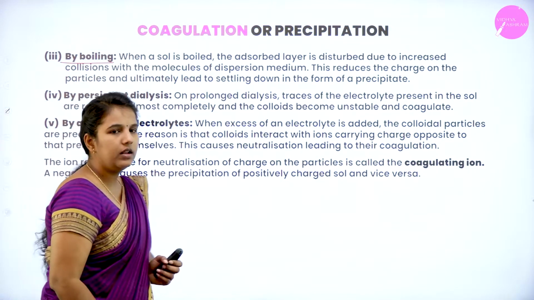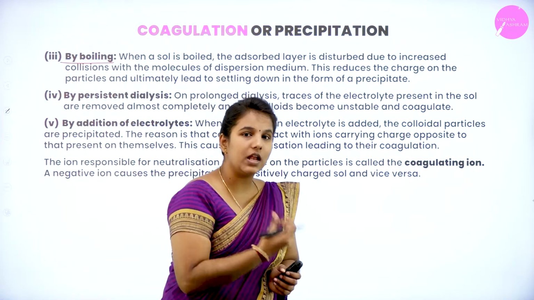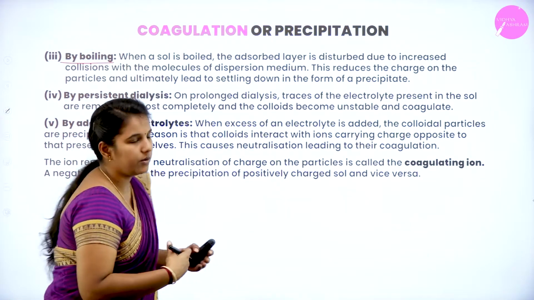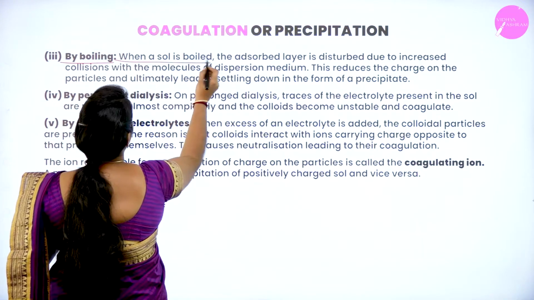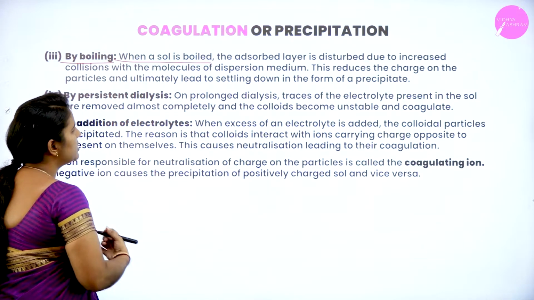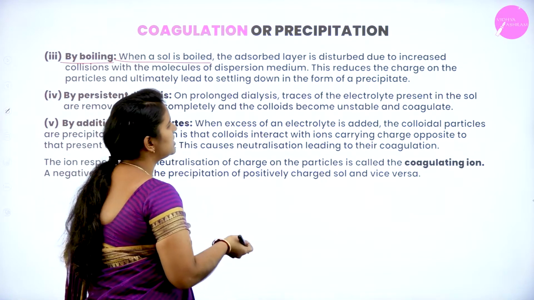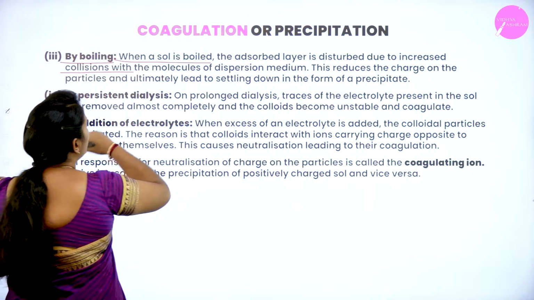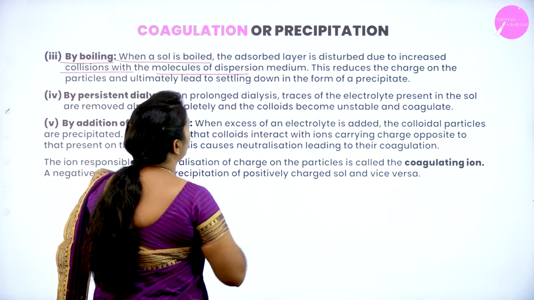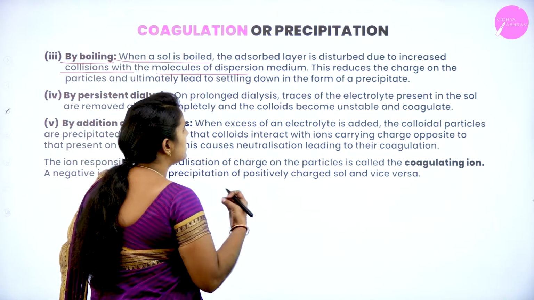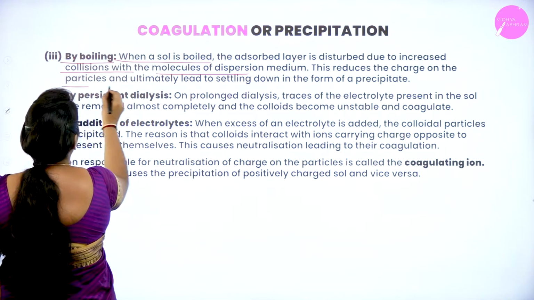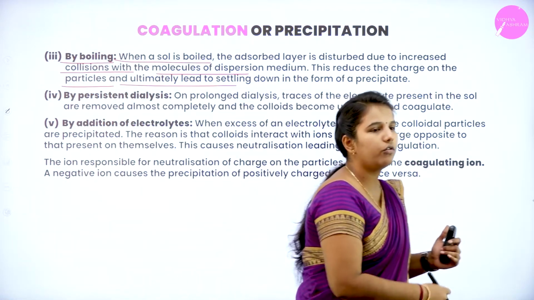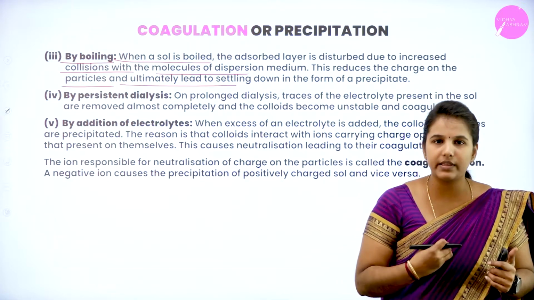What does it mean? When you boil the colloidal solution, we know that the adsorbent layer will get disturbed. Is it right? When you boil the salt, the adsorbent layer will get disturbed, and due to this, increased collision with the molecules of the dispersion medium will take place, and this reduces the charges on the particle and ultimately leads to the settling down of the colloidal particles.